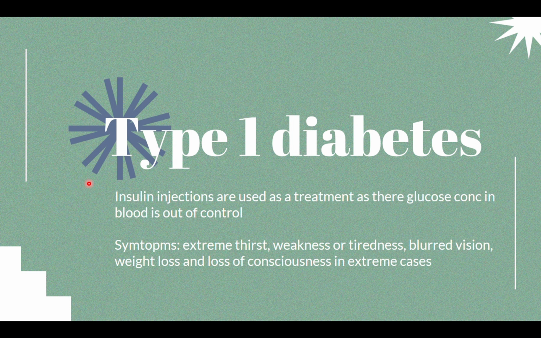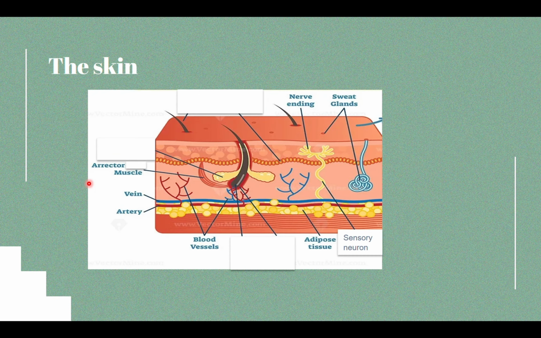Now, the symptoms of type 1 diabetes. I found these points in one of the revision guides going back to the syllabus of 2021 and 2022. I guess it changed a lot since then, but it is better to know them rather than not knowing them. So the symptoms of type 1 diabetes are extreme thirst, weakness and tiredness, fatigue, blurred vision, weight loss, and loss of consciousness in extreme cases.